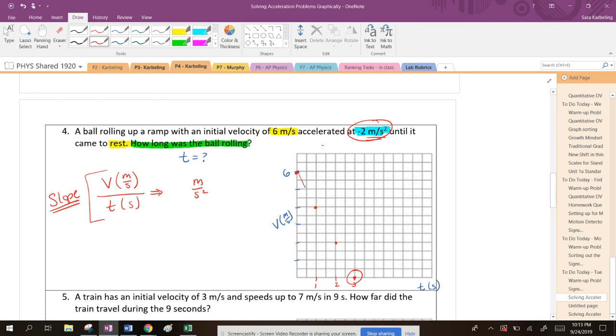So again, we're using the slope of the line right there to solve the problem. We didn't have to write any equations out in this case, but again, we're using the fact that the slope of the line is the acceleration on a velocity versus time graph to find that the ball was rolling for a time of 3 seconds. So t equals 3 seconds. There you go.